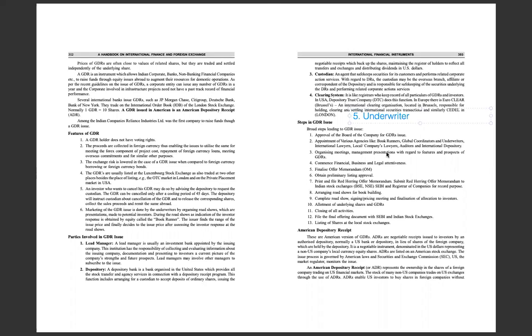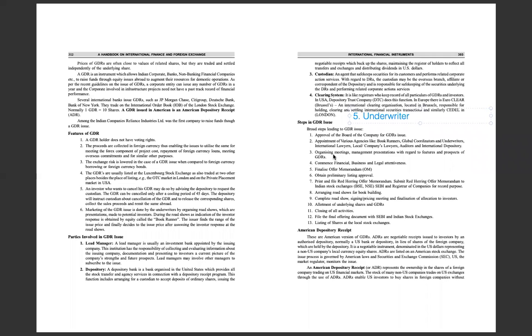And then the company has to appoint international lawyers, local company lawyers, auditors, and an international depository, etc. It has to first seek the approval of the board of the company for the GDR issue, existing shareholders, board of directors, everything. And then it has to appoint various agencies like the lead manager, depository, book runner, global coordinators, underwriters, international lawyers, local company lawyers, auditors, and international depository.